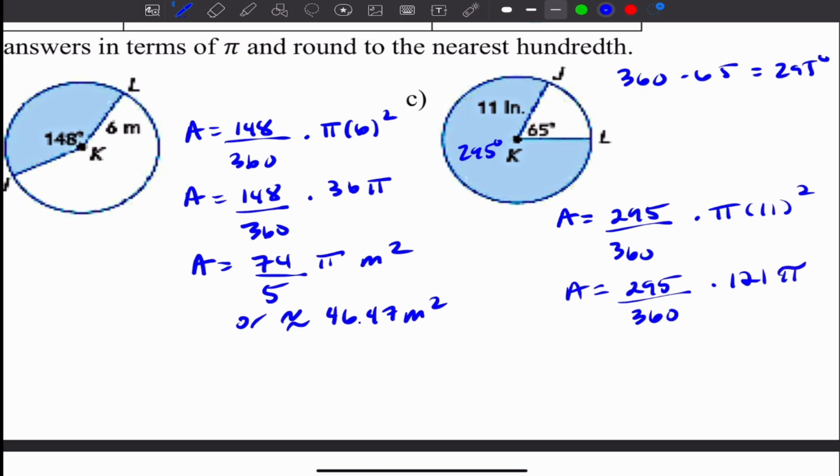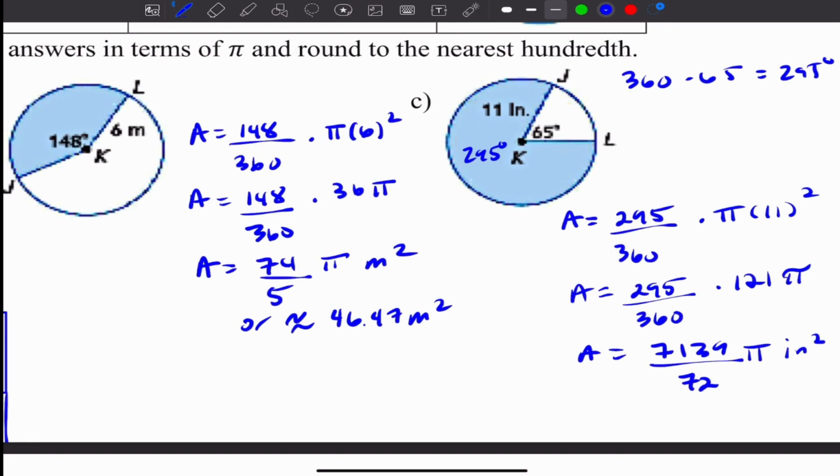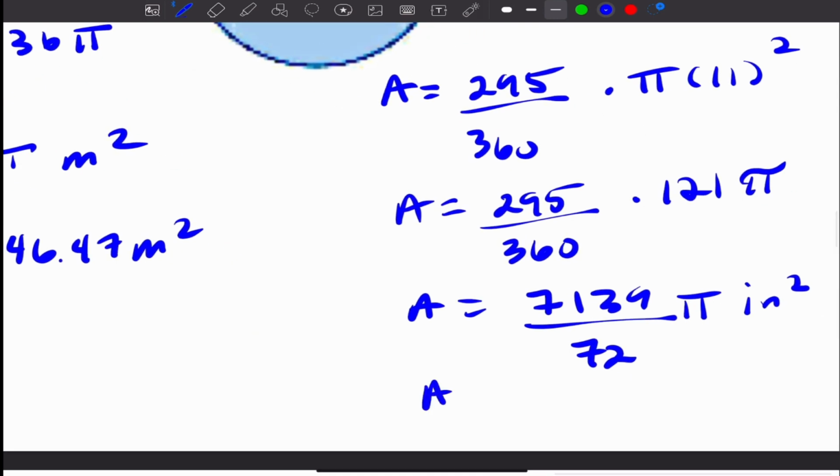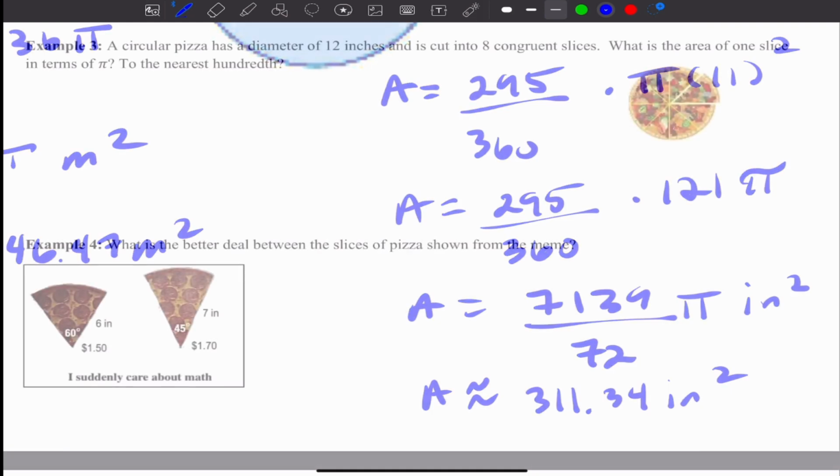Now put this in your calculator. 295 divided by 360. Then multiply that by 121. So then math, enter. So your area is equal to 7,139 over 72 pi inches squared. So now that we have the exact answer, I'm going to give you the approximate answer. The area is approximately 311.34 inches squared. Okay, so this time you're going to be multiplying by pi.